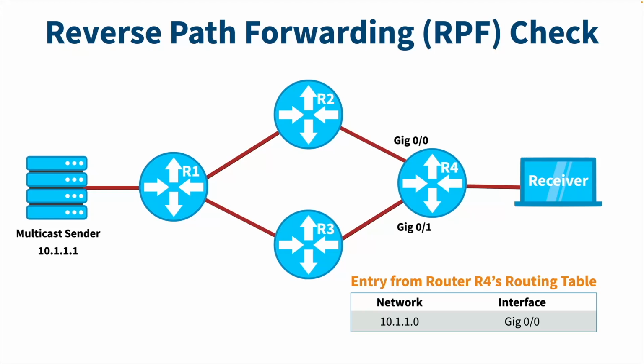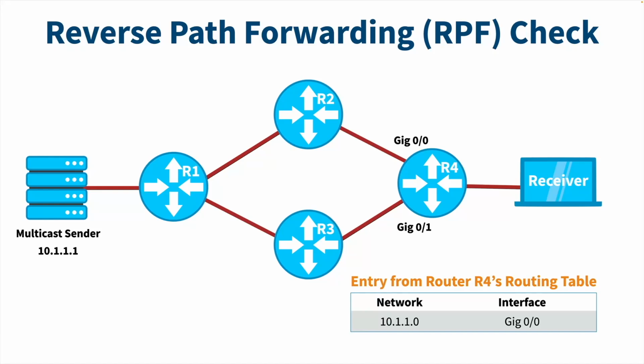And R4 is going to check its IP routing table, and it's going to see that to get to the network of 10.1.1.0, which contains the multicast sender, it would go out of interface gig 0/0. It would not go out of gig 0/1. And as a result, if it gets those duplicate packets, it's going to drop the packet coming in to gig 0/1, because that's not the way that R4 would get back to the sender.